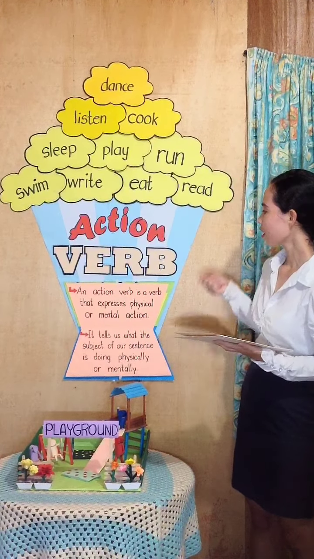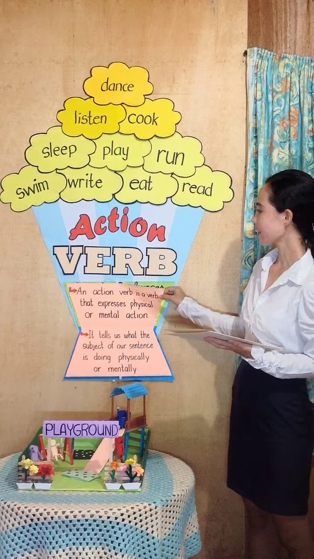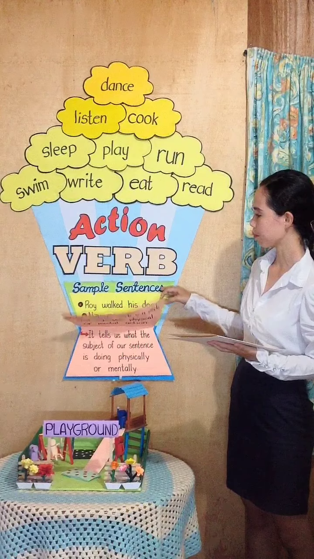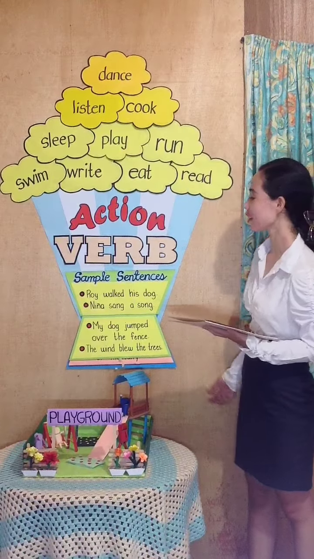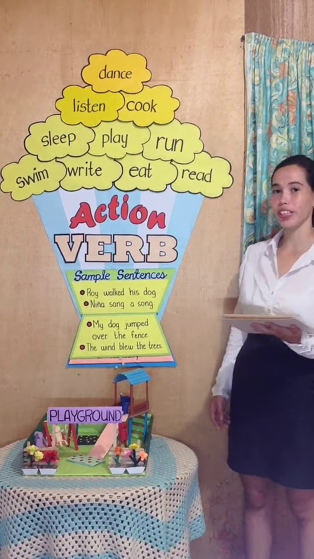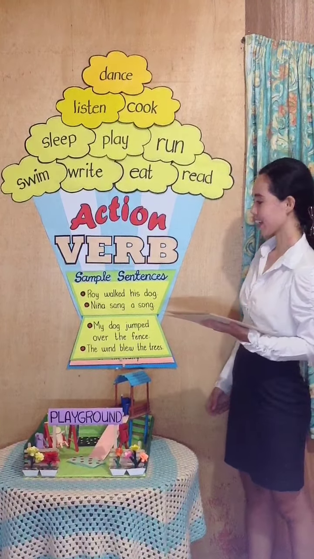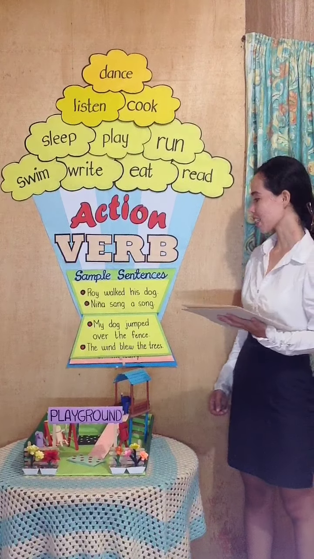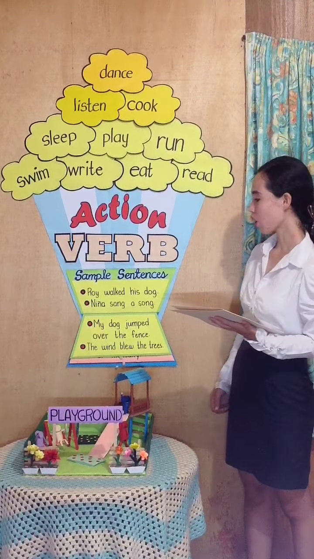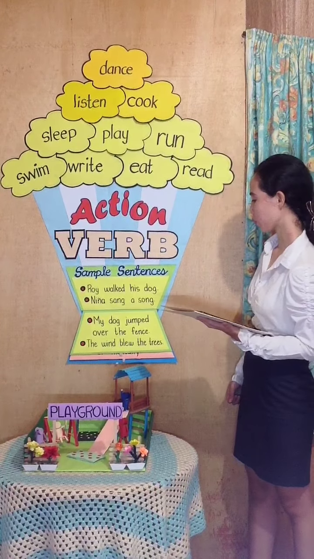So we also have here sample sentences that use an action verb. We have 4 sentences. First, Roy walked his dog. Second, Nina sang a song. Third, my dog jumped over the fence. And lastly, the wind blew the trees.